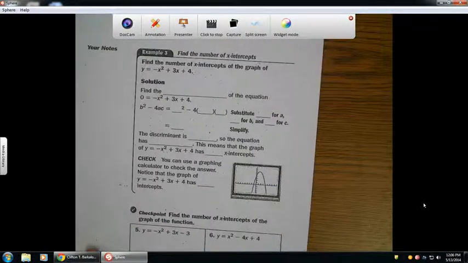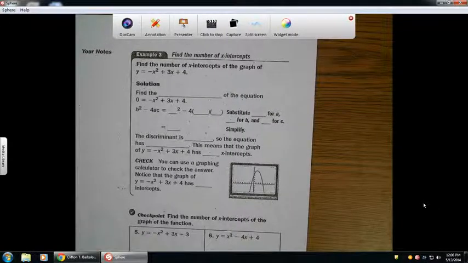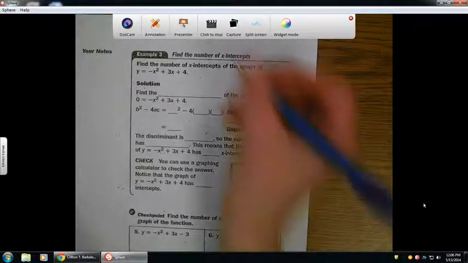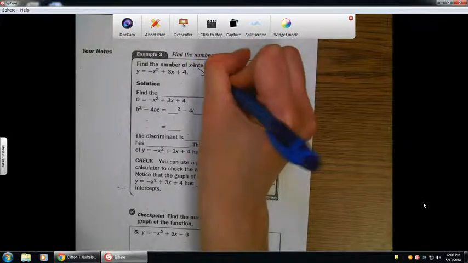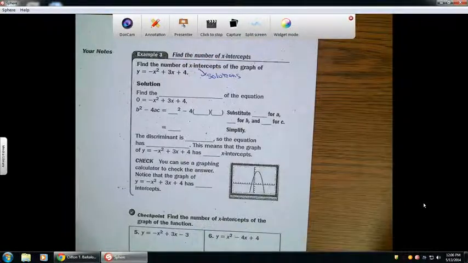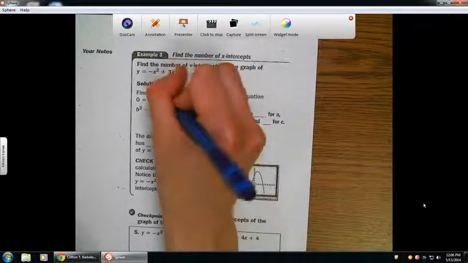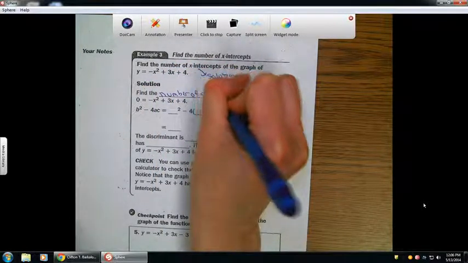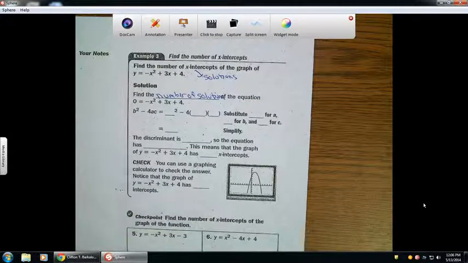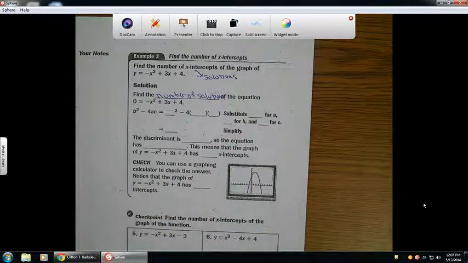In example 3, we're going to find the number of x-intercepts in the graph y equals negative x squared plus 3x plus 4. Number of x-intercepts means number of solutions. So we're going to find the number of solutions of the equation 0 equals negative x squared plus 3x plus 4.